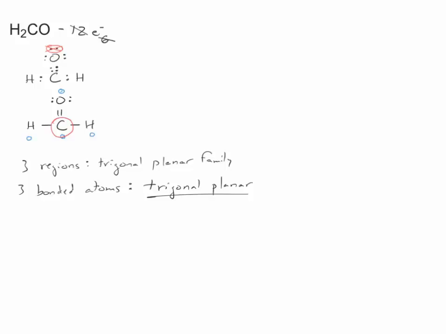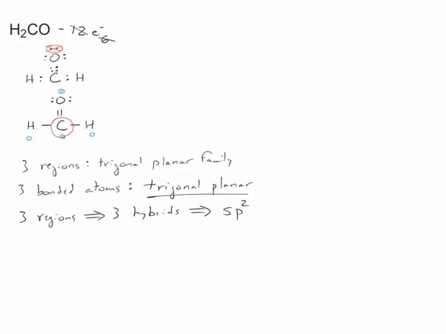So we look at regions of electrons. First, around the carbon, how many regions of electrons? 1, 2, 3 regions of electrons around that carbon. And with 3 regions of electrons, that means we need 3 hybrid orbitals. What I mean to say is, 3 regions needs 3 hybrids. And what gives that? What gives that is sp2.